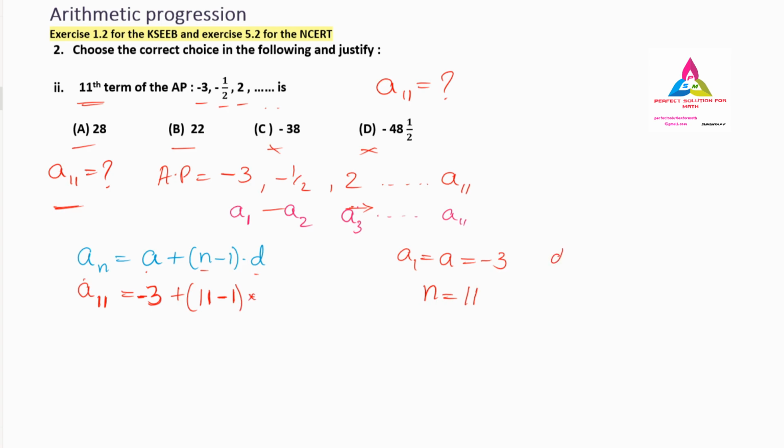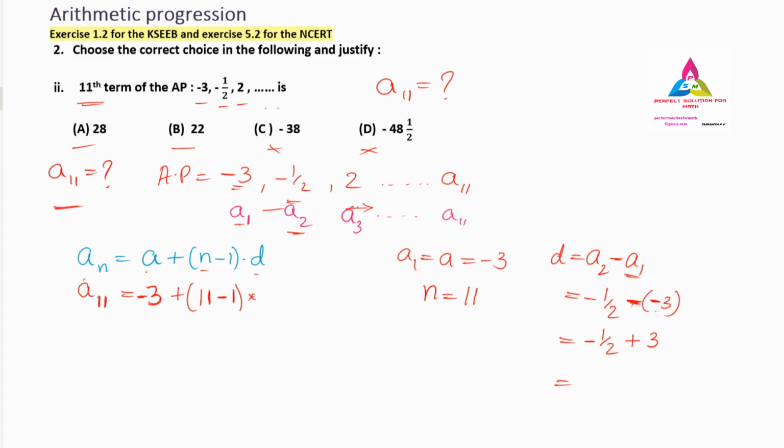So d equals what? d is nothing but A2 minus A1. A2 value is minus half, minus A1 value, that is minus 3. So put the bracket. The negative sign we have here stays, and the A1 value is minus 3, which I have written in a bracket. So next, minus 1 by 2 written as it is, and minus into minus becomes plus 3. Now how to find this?